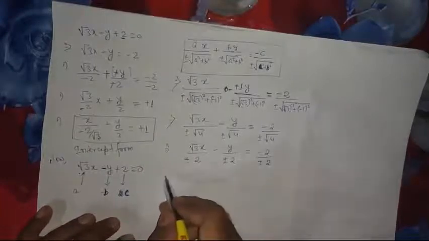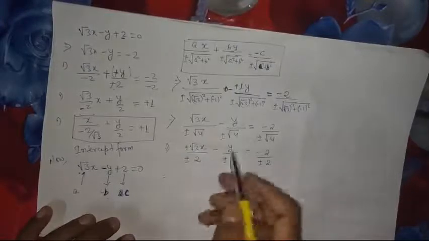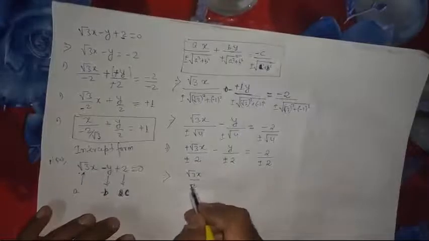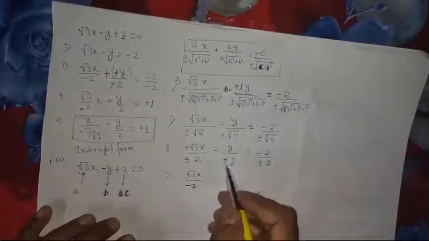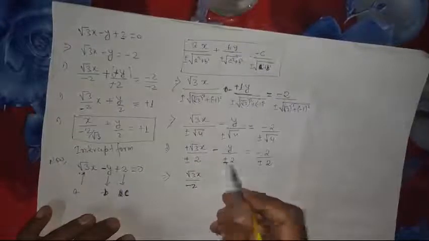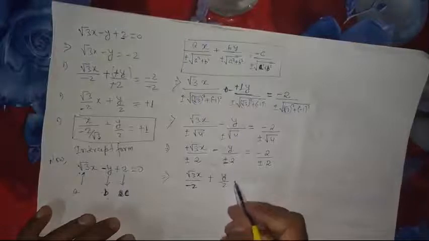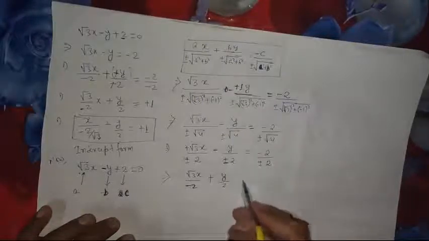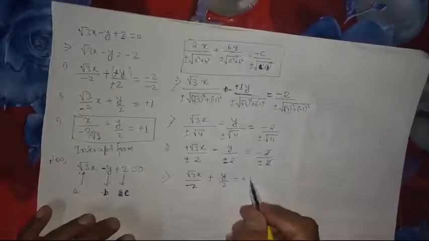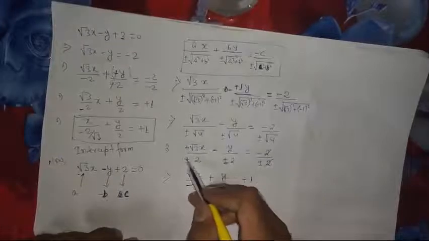Is it clear or not? Automatically see, this is also plus, this is also plus, so one plus will go out. What is left: root 3 x by 2. Again see, minus minus goes, plus is left, so it will be plus y by 2, equal to, again minus minus gone, 2 gone, 2 gone, what is left out? Plus 1. Is it clear or not? Just compare this: one plus gone, 1 left, minus left out.